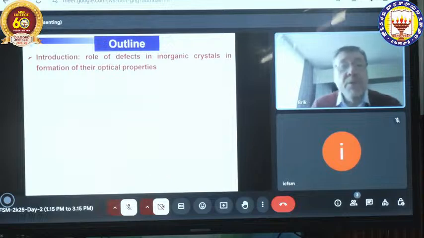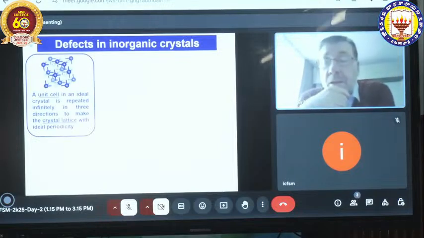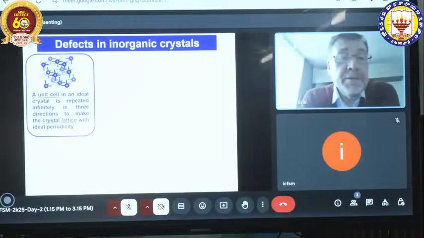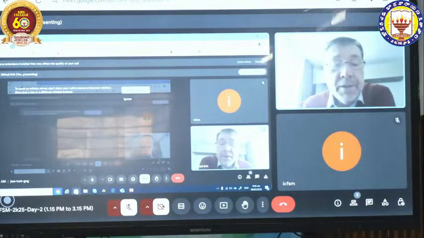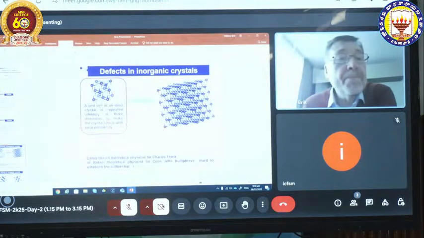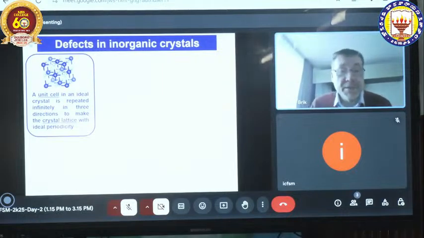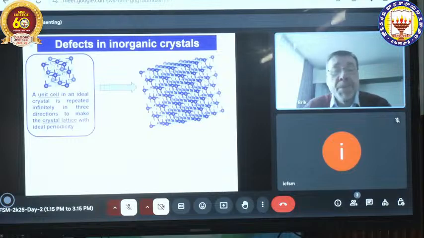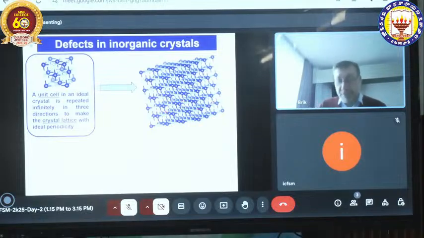Okay, so then let's now go to defects in inorganic crystals. As you all know, an ideal crystal is a repetition of a unit cell in 3 dimensions. So then it is ideally periodical in 3 dimensions. This is an image of this unit cell, which is multiplied in 3 directions. So this is the ideal crystal.